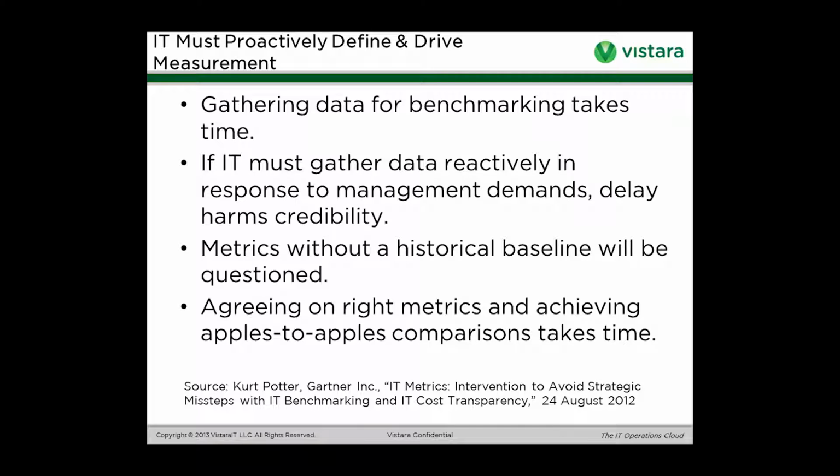Gathering data for benchmarking takes time, and if IT has to do that reactively in response to demand instead of proactively, the unavoidable delay in defining and gathering metrics will harm the credibility of the data that's finally delivered. Also, any metrics that are delivered fresh without a historical baseline to compare against will be questioned. Agreeing as an organization inside IT and in the rest of the organization on what the right metrics are, and achieving apples-to-apples comparisons, particularly in external benchmarking, takes time. So it's something that IT wants to be driving instead of being driven to do.